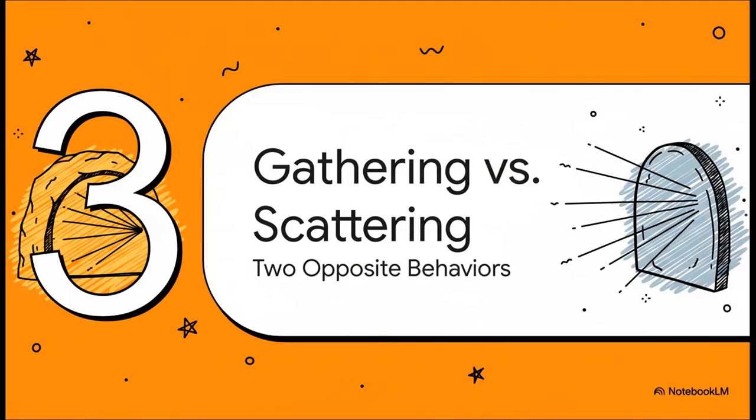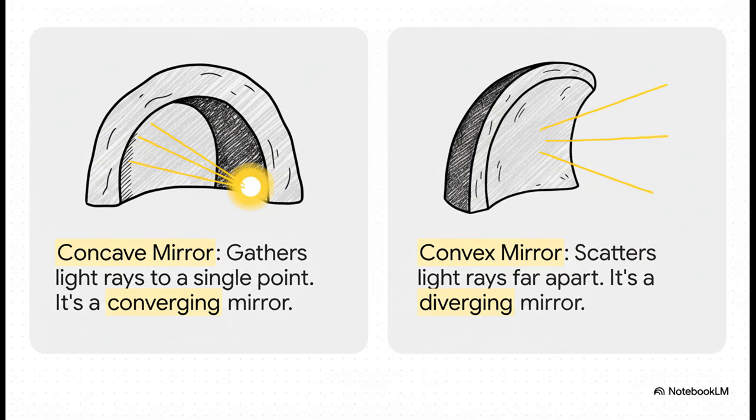Now this one simple difference, whether light goes into the cave or bounces off the back, it leads to two completely opposite behaviors. It's all about gathering light versus scattering it. Right, so that cave shape of a concave mirror acts like a funnel. It gathers up all the light and focuses it down to a single tiny point. That's why we call it a converging mirror. Meanwhile, the outward curve of a convex mirror does the exact opposite. It throws the light everywhere. It scatters it, which is why we call it a diverging mirror. This one thing, gathering versus scattering, is the key to understanding everything they do.